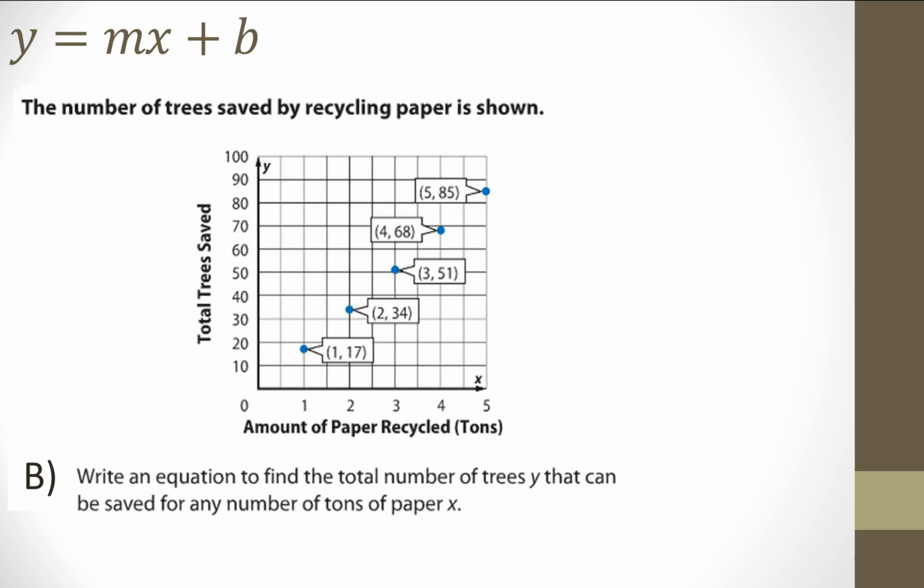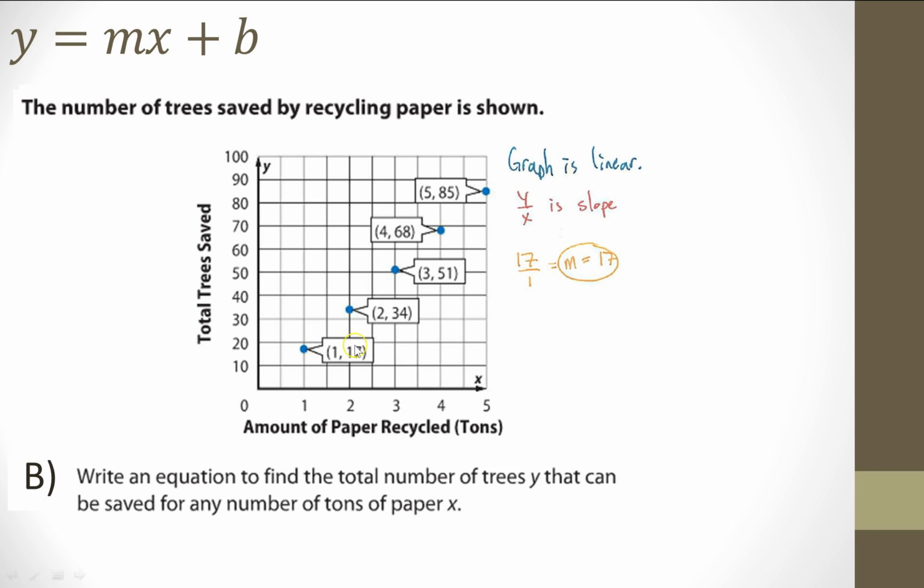Cool. So let's take a look at another example, and here we have b. So we're going to write an equation to find the total number of trees, y, that can be saved for any number of tons of paper, x. So we have to find the equation again. So I notice that the graph is linear. So that does mean that y over x is my slope.